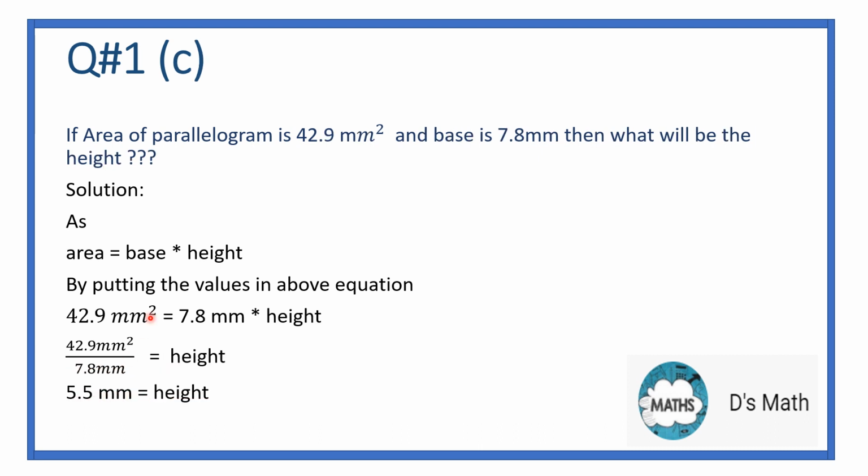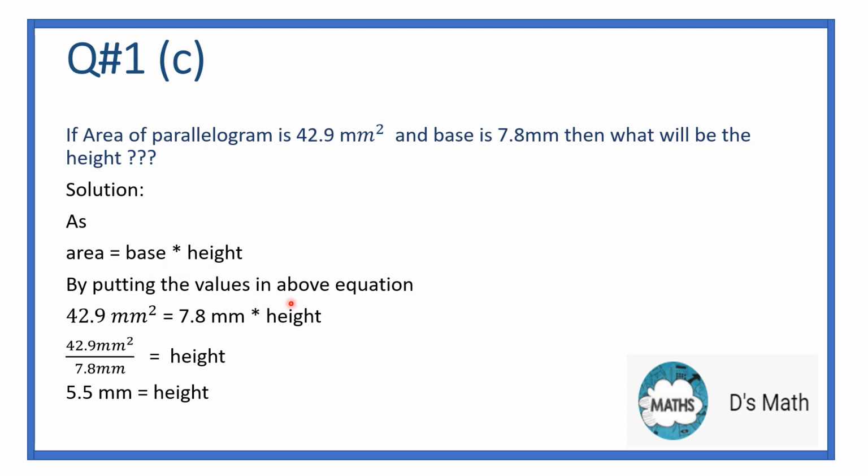Now we will do question number 1c part. Same. If the area of a parallelogram is 42.9 millimeter square and base is 7.8 millimeter, then what will be the height? Same. If the area of a parallelogram is given, that means we are going to use the area of a parallelogram, that is base into height.